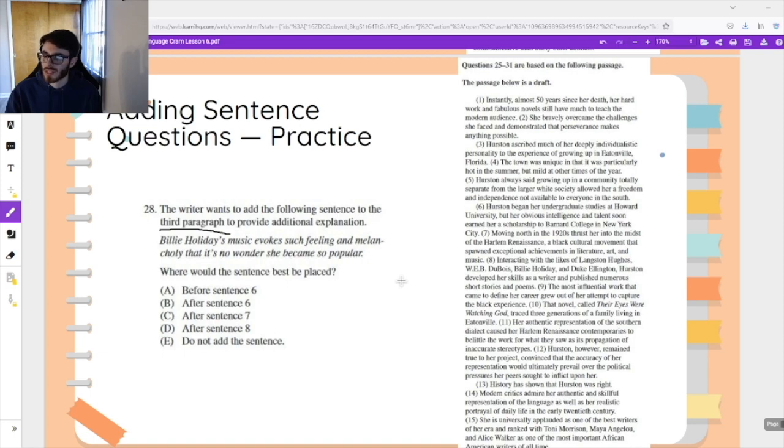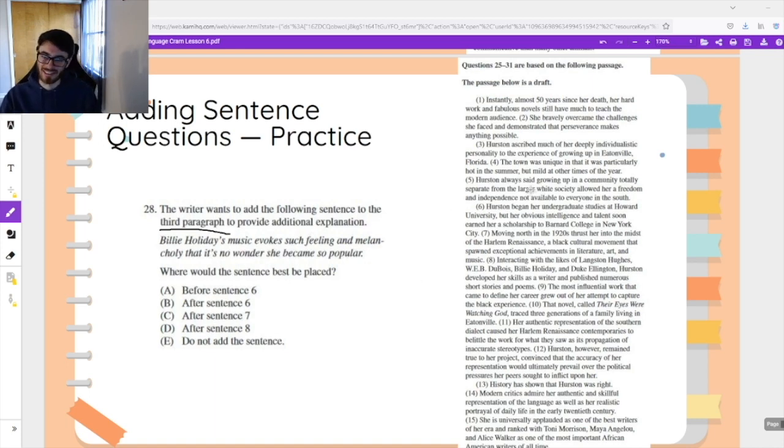Her authentic representation of the Southern dialect caused her Harlem Renaissance contemporaries to belittle the work for what they saw as propagation of inaccurate stereotypes. Hurston, however, remained true to her project, convinced that the accuracy of her representation would ultimately prevail over the political pressures her peers sought to inflict upon her.